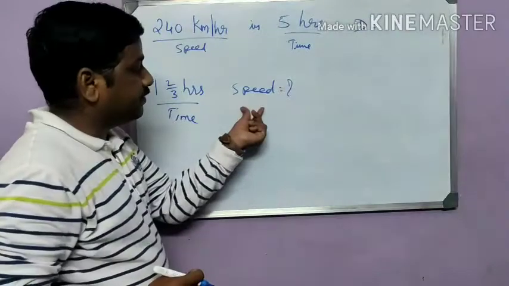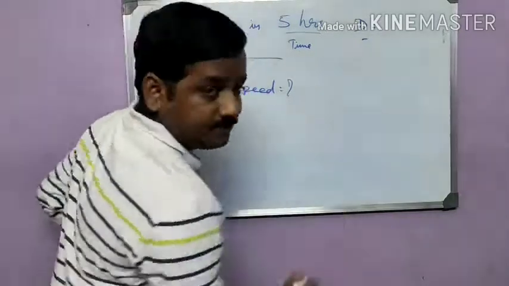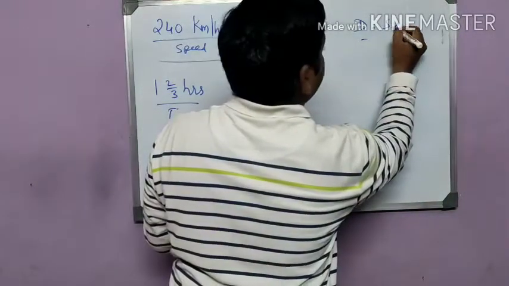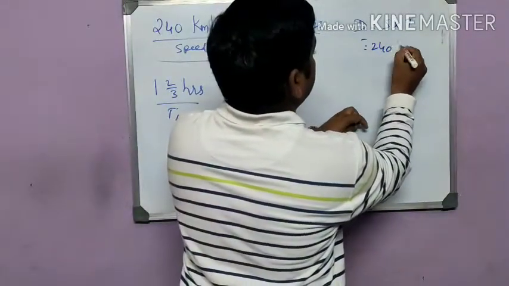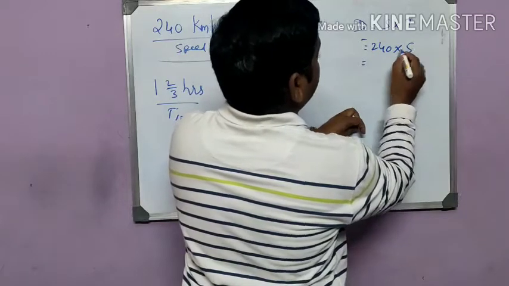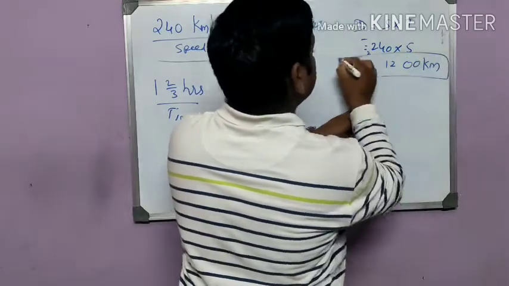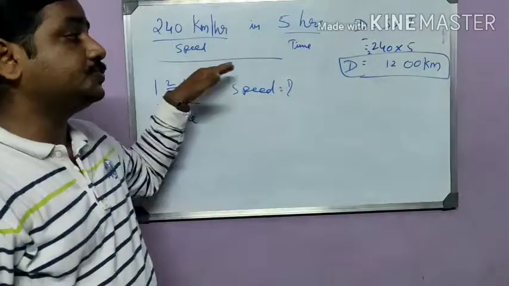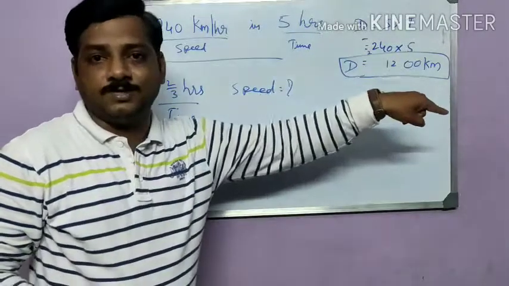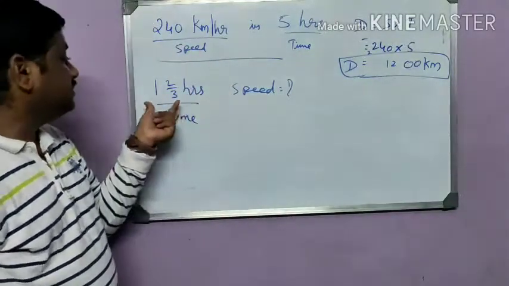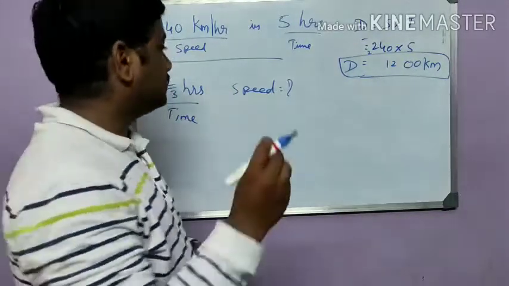To find this speed, first you need to know what distance we are reaching. Using this information, we can find D. Distance is equal to speed into time. So 240 km per hour is the speed, into time 5: 5 times 4 is 20, 5 times 2 is 10, 12. So 1200 km is the distance. The aeroplane is covering 1200 km. Now the same 1200 km has to be reached in just this time. So what is the speed? That's what you need to find.